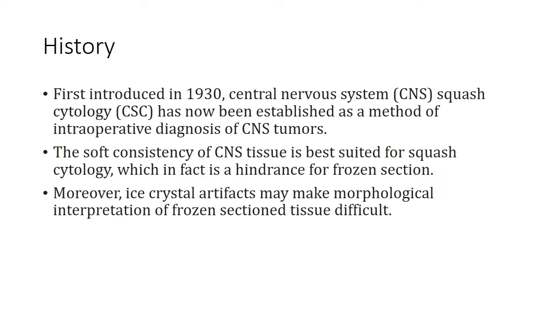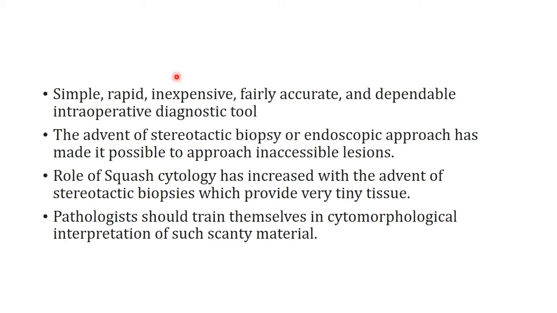So let's start. The origin of squash cytology dates way back to the year 1930, when it was first done for a CNS tumor. It is important to note that the soft consistency of the CNS tissue is best suited for squash cytology, which is in fact a hindrance for frozen sections. Moreover, the ice crystal artifacts seen in frozen section make interpretation difficult. Further, squash cytology is a simple, rapid, inexpensive and fairly accurate technique for providing an intraoperative diagnosis.